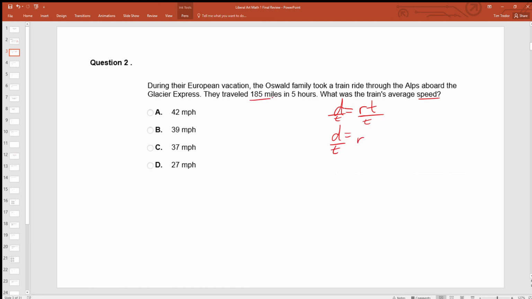So the distance, 185 miles, divided by 5 hours equals 37 miles per hour, which is C again.